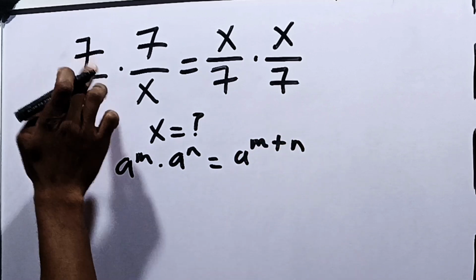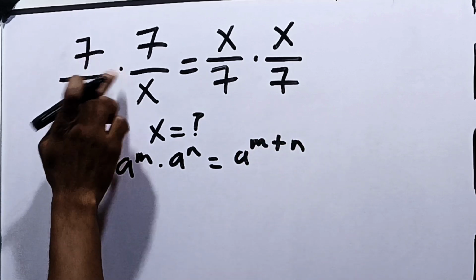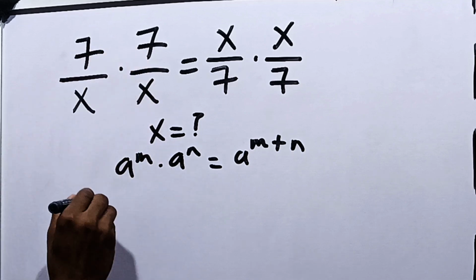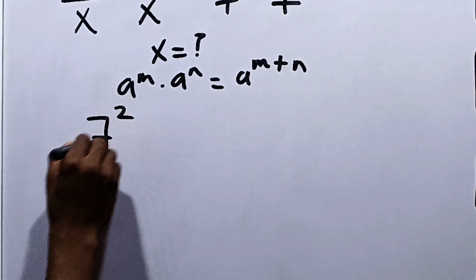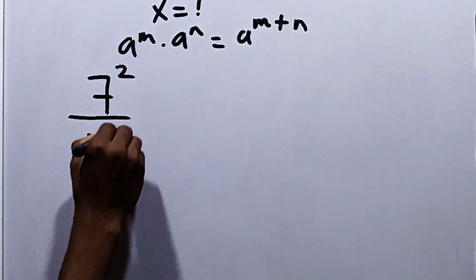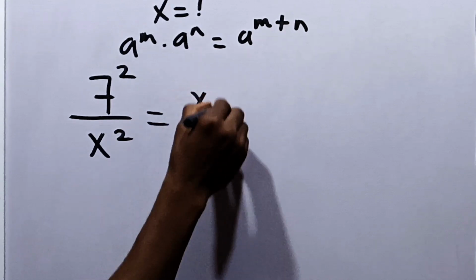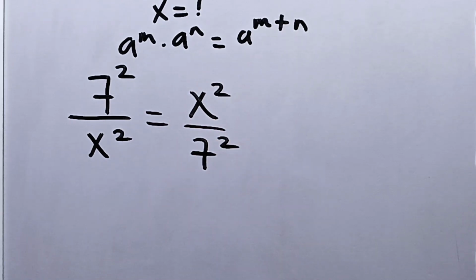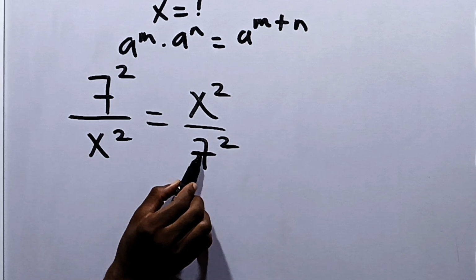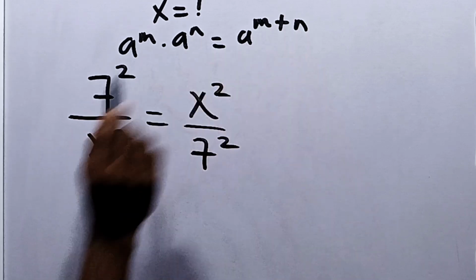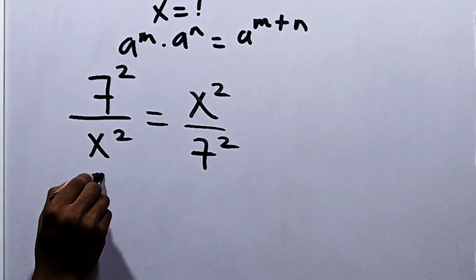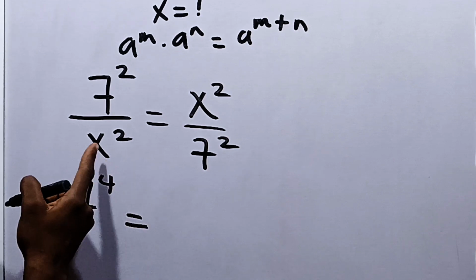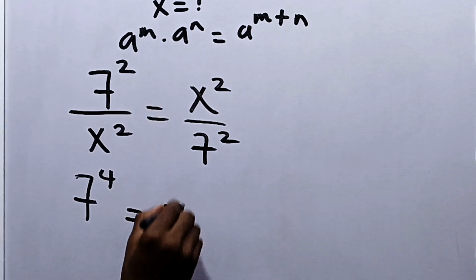Now, when you have this dot here, it simply means multiplication, alright? 7 times 7 is 7 raised to power 2 all over x times x is x squared. The same thing on the other side, okay? Now, moving on from here, you can say let's cross multiply. So we have 7 squared times 7 squared. Using this law, will now be 7 raised to power 2 plus 2 is 4. And this is equal to x squared times x squared is equal to x raised to power of 4.